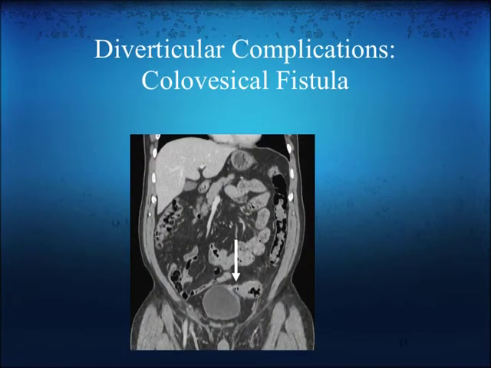This is a coronal CAT scan that shows a colovesical fistula. You can see the arrow points to a loop of sigmoid colon that is adherent to the bladder and creates a connection between the two. This is a good slide to show the relationships of the sigmoid to the bladder.